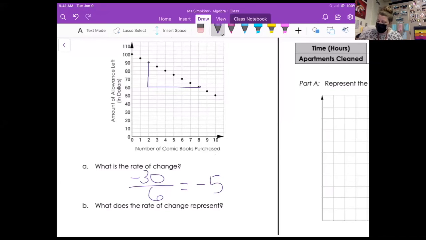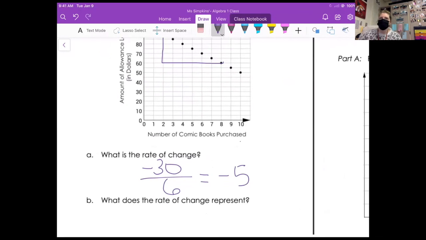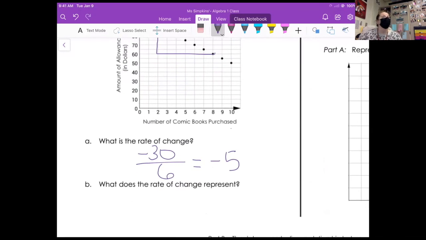Okay. What is this talking about though? So what is the negative 5 telling me? So Sarah's buying comic books, right? Yes. Yeah, she's spending $5 per comic book. Why is it negative? Because you're spending it. Yeah, she's spending it. She's giving her money to somebody for a comic book.